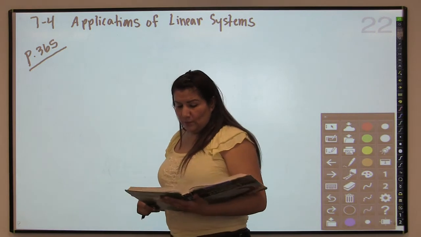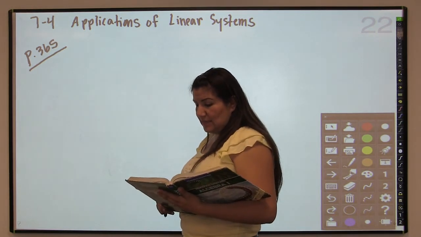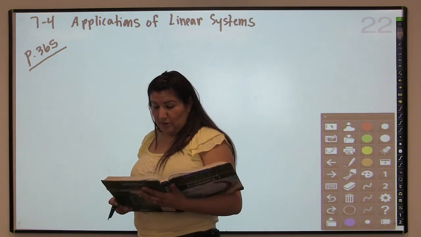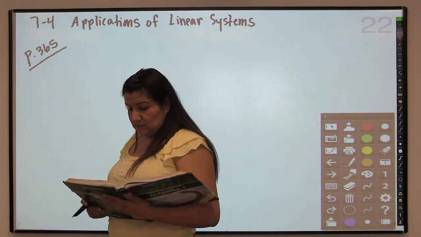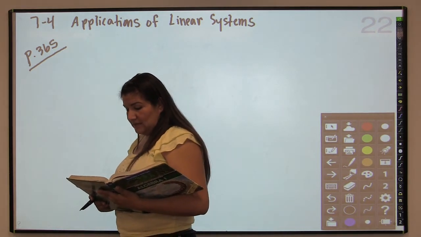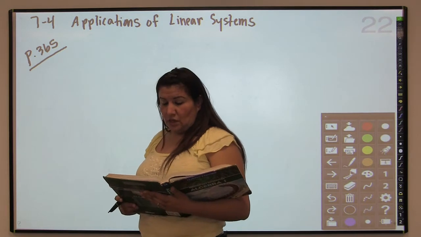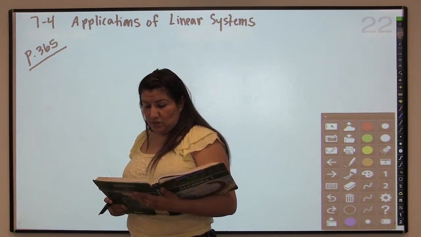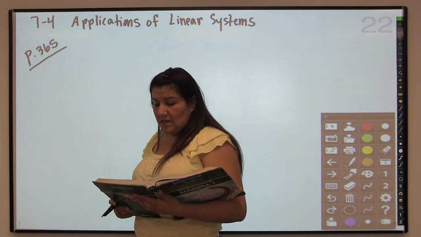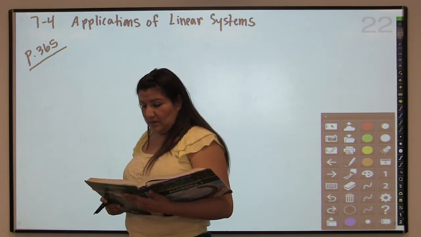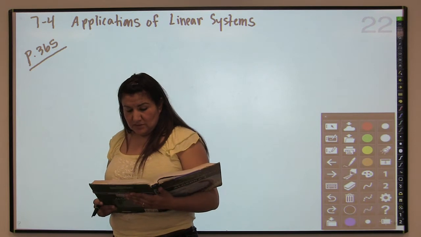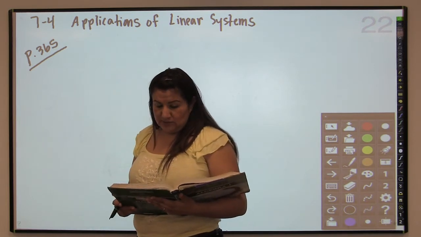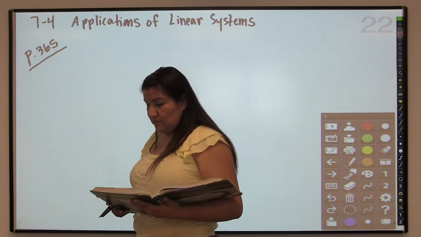So number 1 reads, Tyrell and Dahlia, however you would pronounce that, bought some pens and pencils. Tyrell bought 4 pens and 5 pencils, which cost him $6.71. Dahlia bought 5 pens and 3 pencils, which cost her $7.12. Let A equal the price of a pen, let B equal the price of a pencil. And then it proceeds to ask us a series of questions. So we're going to solve this number 1 here.